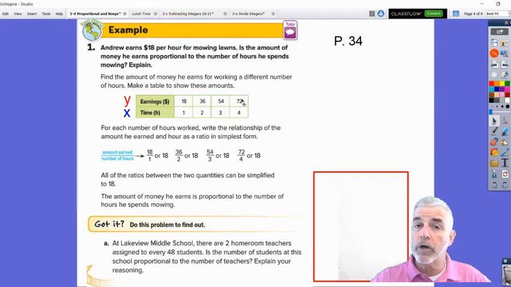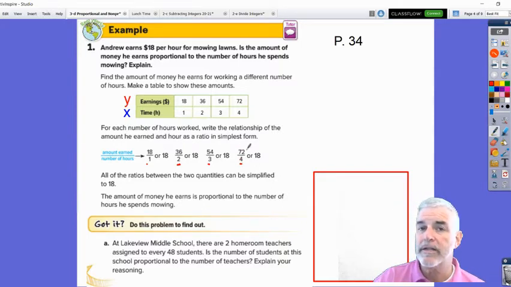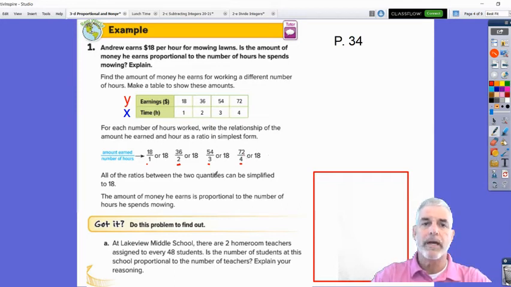Is this proportional? Well, what you have to do is take each of these ratios, and you'll see how the book writes each one of them. They write 18 over 1, 36 divided by 2, 54 divided by 3, 72 divided by 4. Instead of actually simplifying these fractions, you can just do all these divisions. That's another way to do these problems. And if they all come out to the same answer, then it is a constant unit rate, which means it is a proportional relationship. And these all come out to 18. So the answer is yes, it is proportional, because the unit rate is always the same.